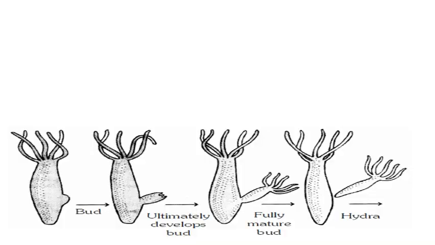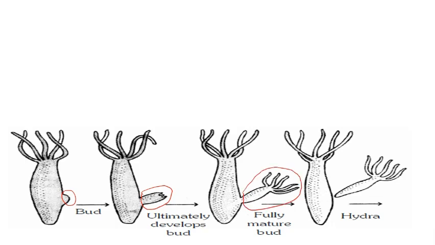So this is how the process of budding occurs in hydra. You have hydra, which has the tentacles present. Here a small protrusion you can see. The protrusion grows and develops and it gives out a matured outgrowth.